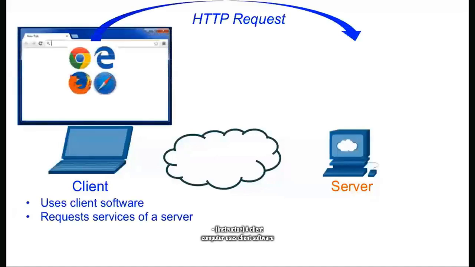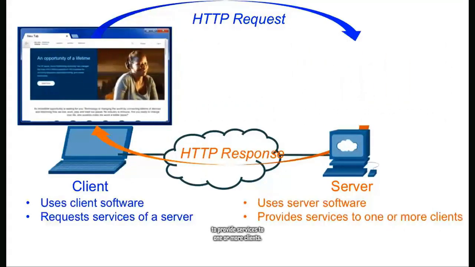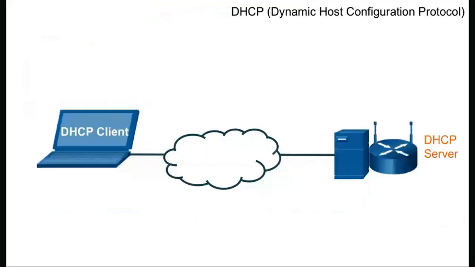A client computer uses client software to request the service of a server. The server computer uses server software to provide services to one or more clients. DHCP, or Dynamic Host Configuration Protocol, is a network service that allows a DHCP server to provide addressing information to client computers.